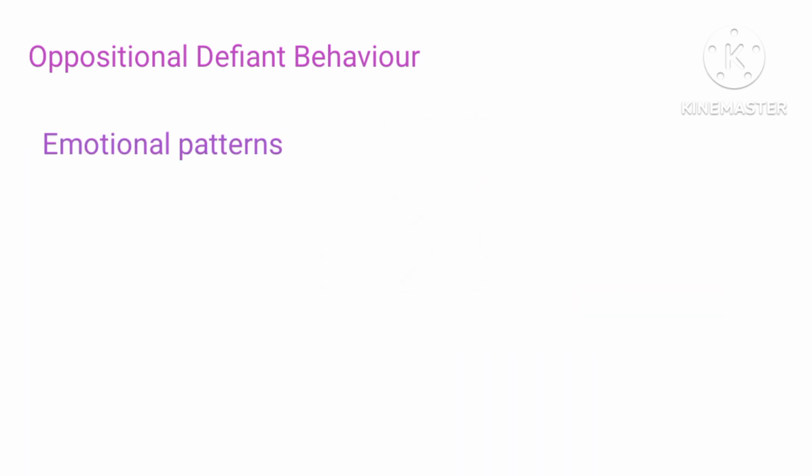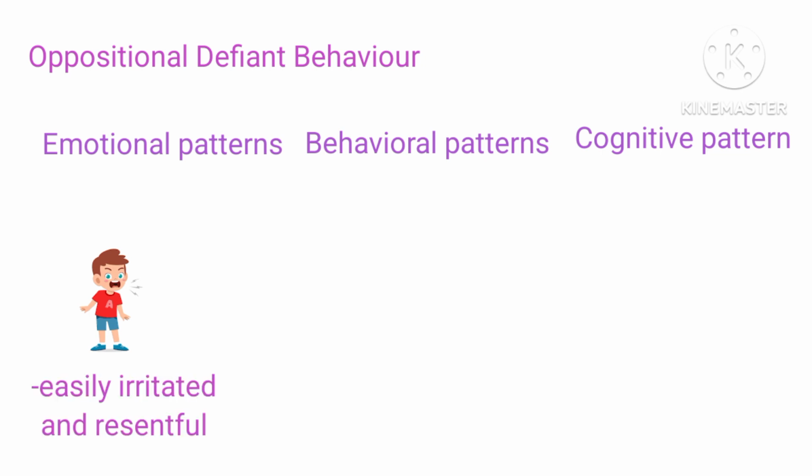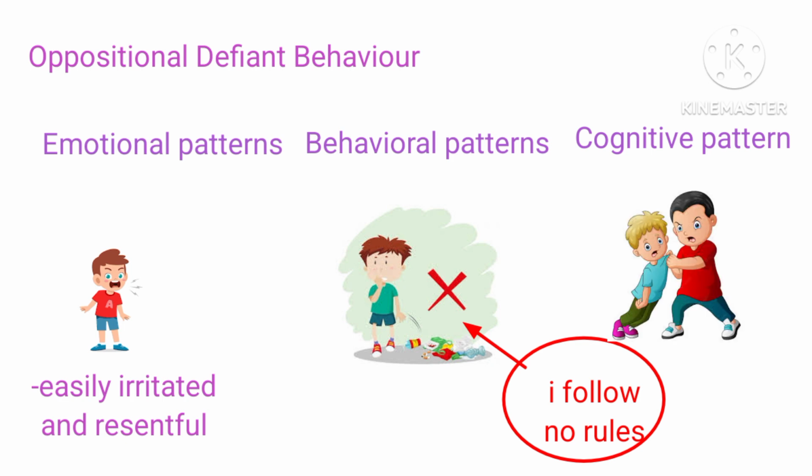ODD comes in patterns, which are the emotional pattern, the behavioral pattern, and also the cognitive pattern. The emotional pattern includes the child being very easily irritated and very resentful. The behavioral pattern is whereby they are very argumentative, very angry, they have outbursts, they dislike rules and also dislike authority. The cognitive pattern is whereby they are very vindictive, very spiteful. The child is very rebellious and very stubborn. They argue with adults because they don't like taking rules from other people.